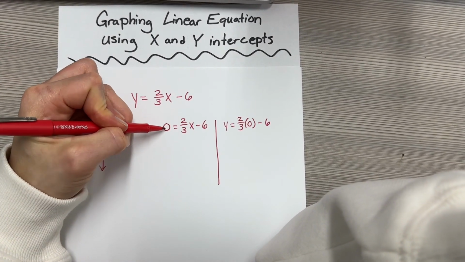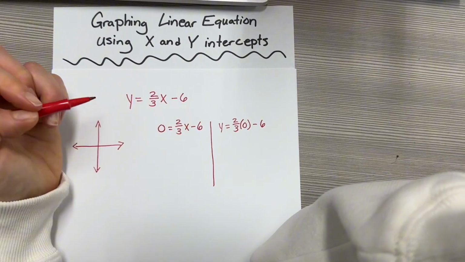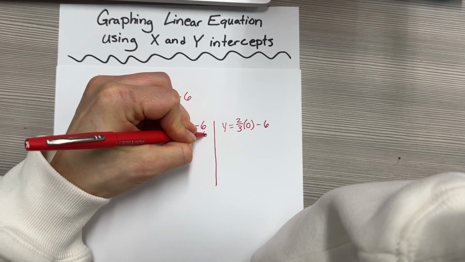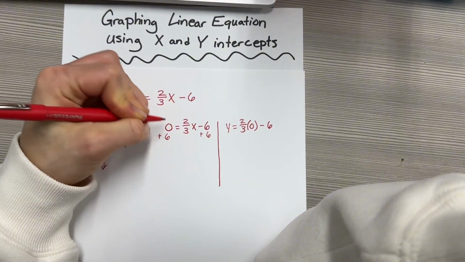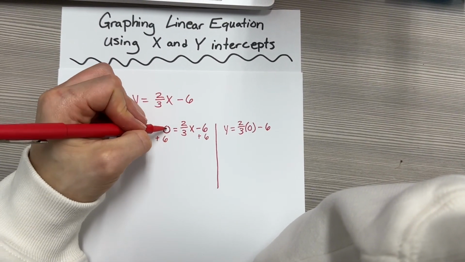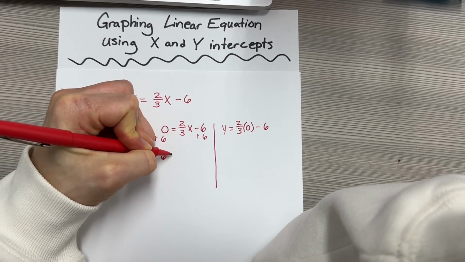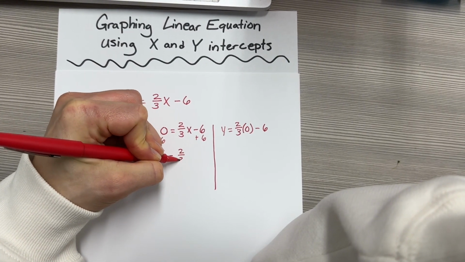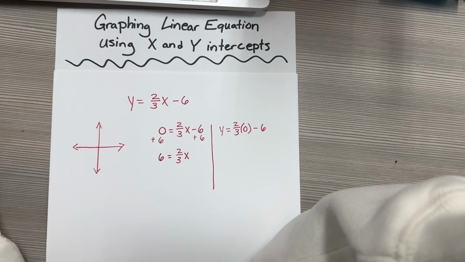Over here, we need to get the x by itself, so we're going to start by adding the 6 to both sides of the equal sign. So the subtract 6 plus 6, those go away. Over here we just have 6 because 0 plus 6 is 6, and now we have 2/3 x.